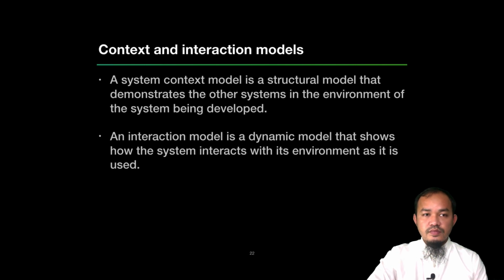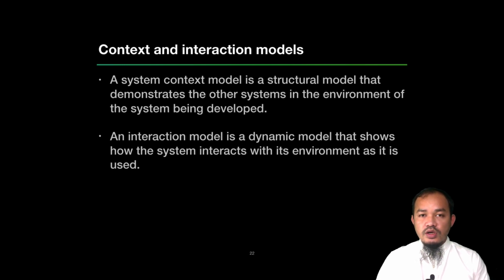Context and interaction model. There are two types of context and interaction model. The first is structural, and the second is the dynamic model. The structural model demonstrates the other systems in the environment of the system being developed, so it shows how many systems are working together in the environment.